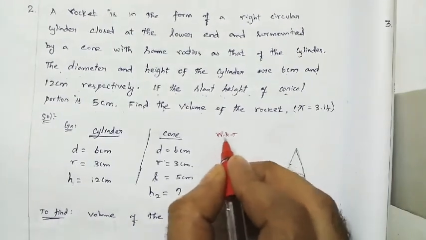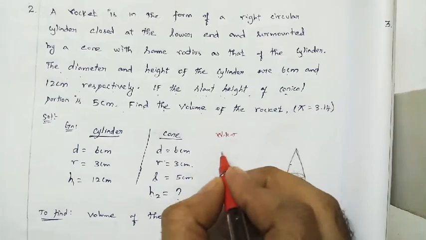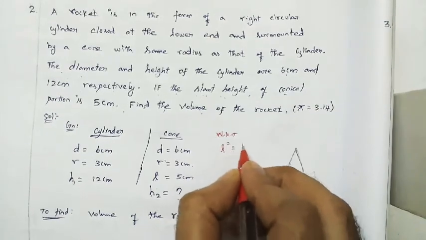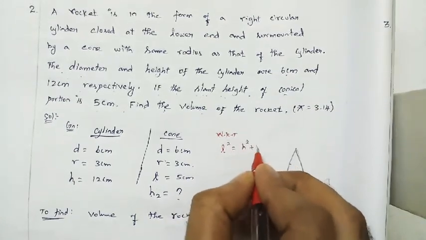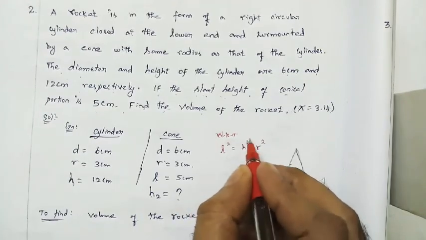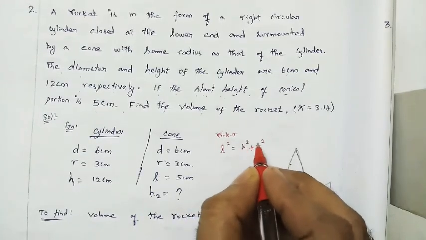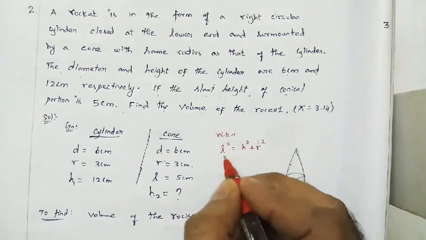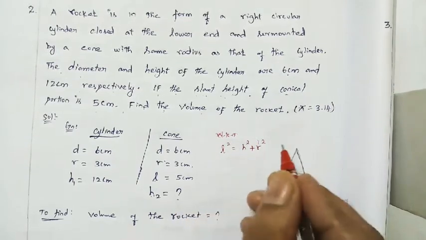So we know that, by the Pythagoras theorem, L square is equal to h square plus r square, right? What we need is h square alone. Just bring the r square to the LHS. Otherwise we can substitute the values and, after that, simplify. No problem.